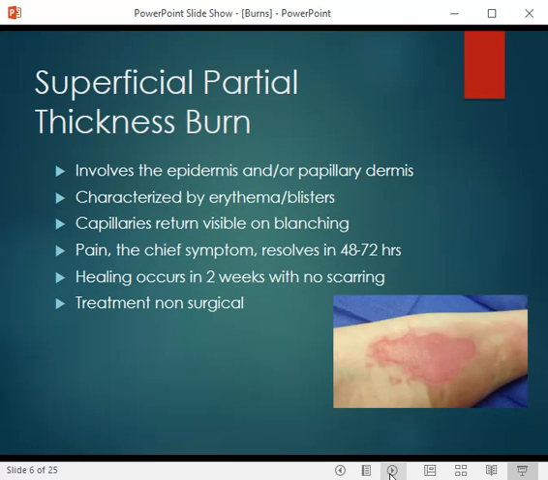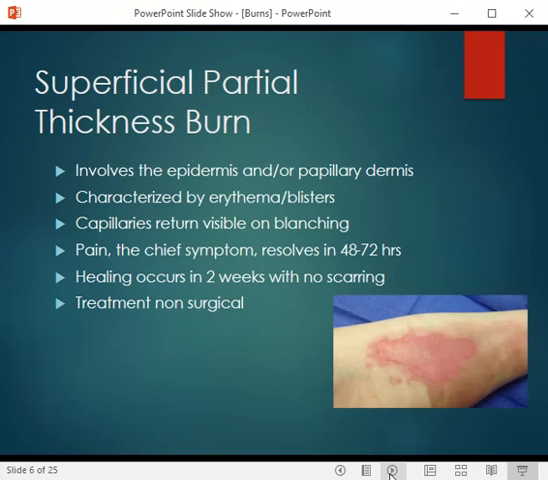If the burn goes a bit deeper, we call it superficial partial thickness burn. It will involve the epidermis and the upper layers of dermis, which we call the papillary dermis. These are characterized by erythema and blisters. Capillary refill is visible on blanching. Pain again is a very prominent feature, and it usually resolves in 48 to 72 hours. Healing will occur in about 2 weeks without any visible scarring. The treatment again is non-surgical. You don't really need to intervene. You just give antibiotics and topical analgesics, and the wound usually heals by itself.